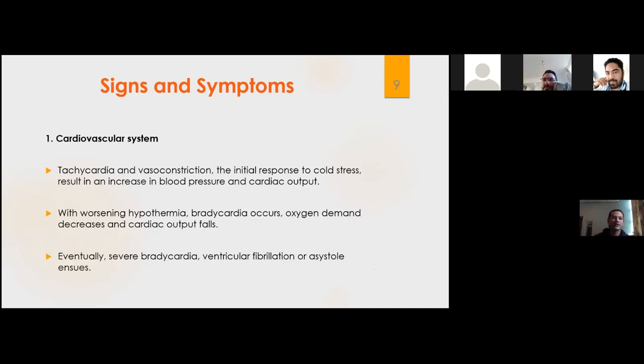In the cardiovascular system, a hypothermic patient initially presents with tachycardia and vasoconstriction. That's the initial response to cold stress, and it results in an initial increase in blood pressure and cardiac output. With increasing hypothermia, bradycardia occurs, oxygen demand decreases, and then the cardiac output falls. Eventually it will lead to severe bradycardia and ventricular fibrillation, and subsequently asystole.